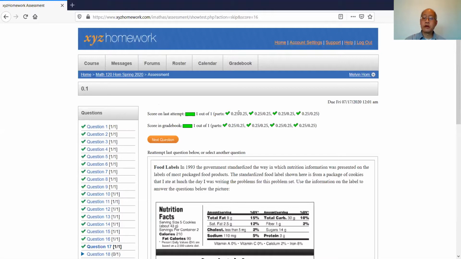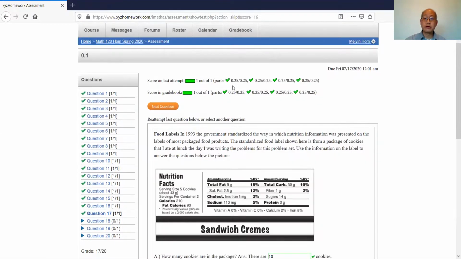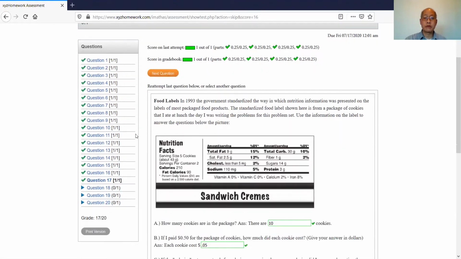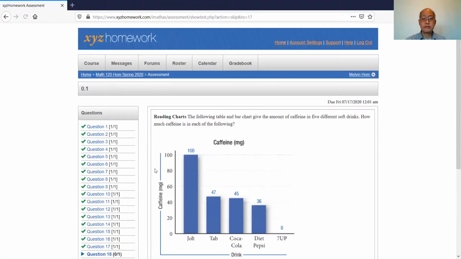So notice if there's more than one part, there are 4 parts. So there's 1, 2, 3, 4. So you could have gotten 1 out of 4, 2 out of 4, 3 out of 4, and so on. So we got them all correct. So we're good. Okay, question 18. Notice I can go to next question, or I can just jump down here. Question 18.